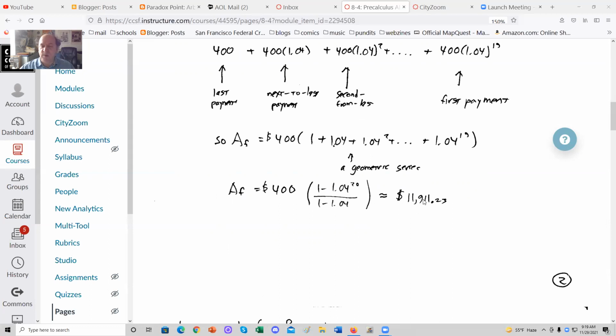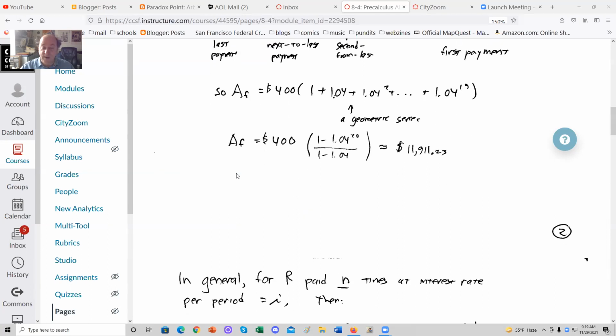Okay, so this grows up to about $11,900, which is nice because if you have $400 times 20 payments, that's supposed to be $8,000. So this is like $3,900 more because of compound interest. In this case, compound interest is your friend.